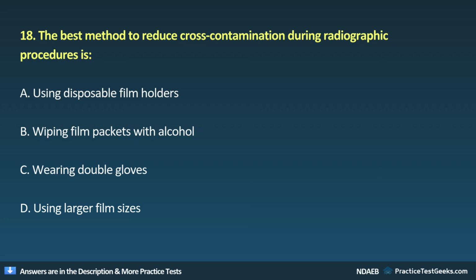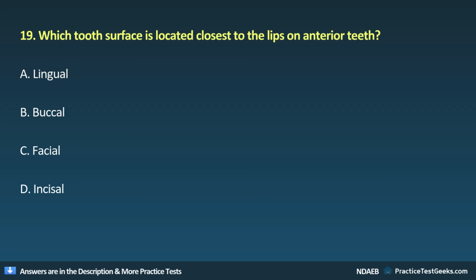Using disposable film holders. B. Wiping film packets with alcohol. C. Wearing double gloves. D. Using larger film sizes. 19. Which tooth surface is located closest to the lips on anterior teeth? A. Lingual. B. Buccal. C. D.